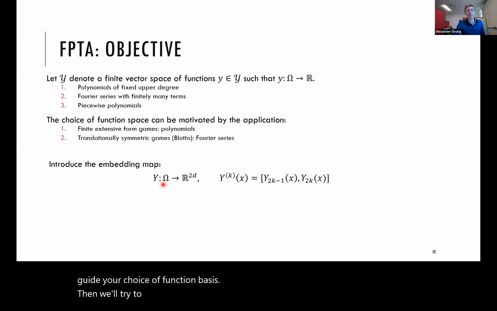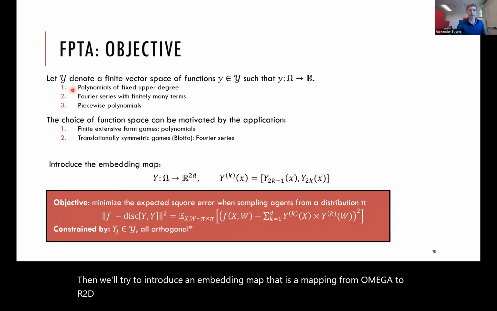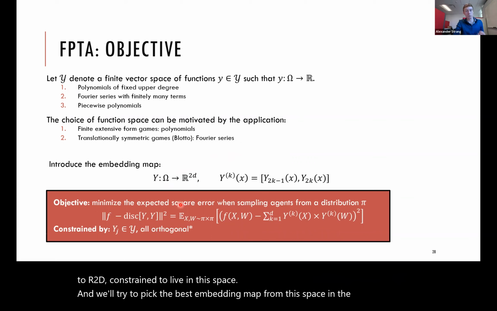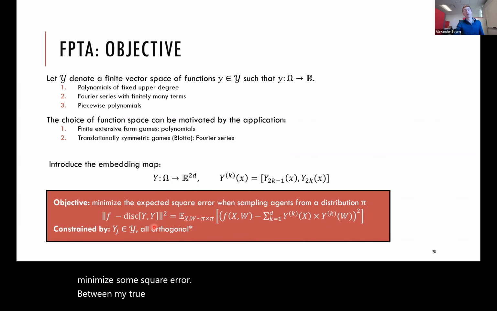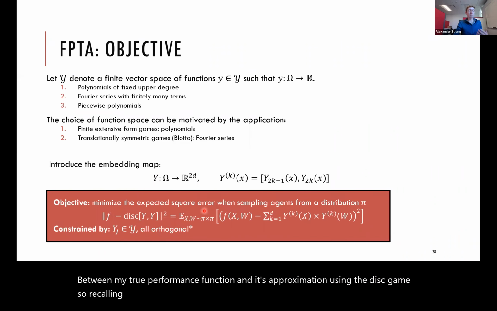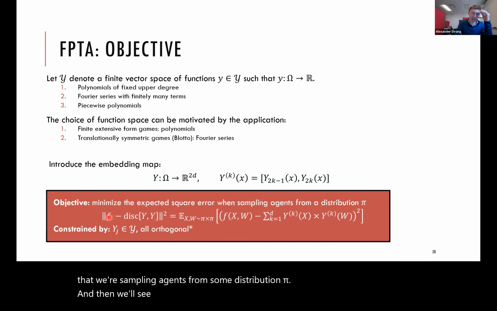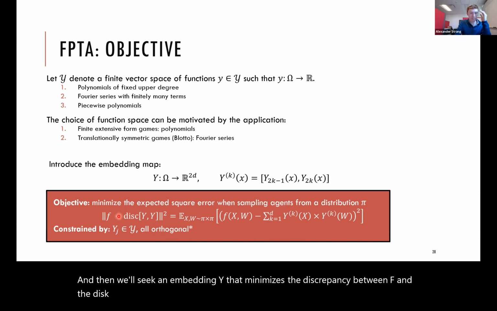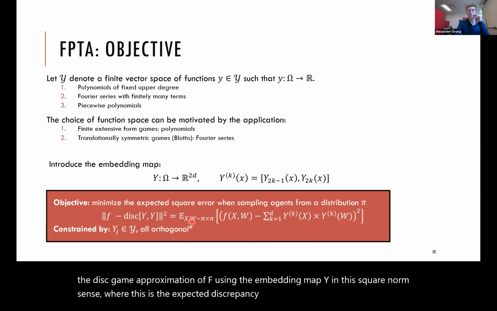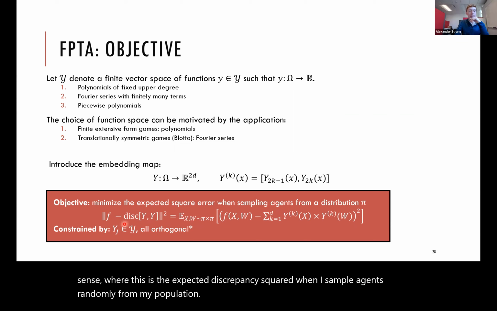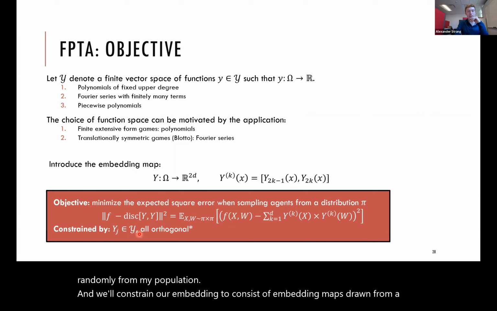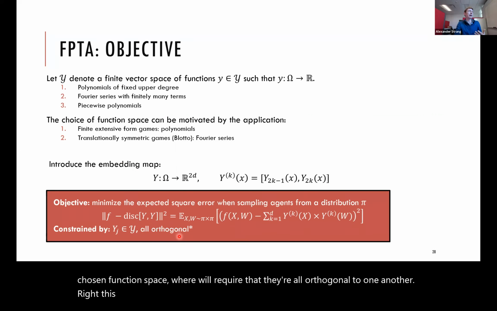Then we'll try to introduce an embedding map, that is a mapping Y from Omega to R^2D, constrained to live in this space. And we'll try to pick the best embedding map from this space in the sense that it will minimize some square error between my true performance function and its approximation using the disk game. So recalling that we're thinking of things in an empirical sense, let's imagine that we're sampling agents from some distribution pi, and then we'll seek an embedding Y that minimizes the discrepancy between f and the disk game approximation of f using the embedding map Y in this square norm sense, where this is the expected discrepancy squared when I sample agents randomly from my population. And we'll constrain our embedding to consist of embedding maps drawn from a chosen function space, where we'll require that they're all orthogonal to one another, right? This is enforcing independence via uncorrelated embeddings.